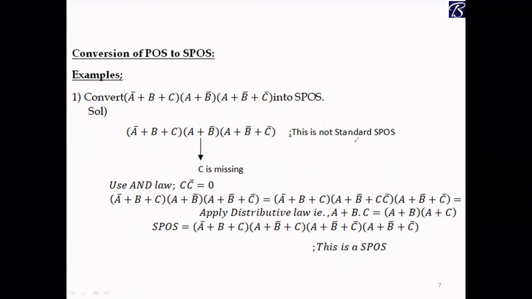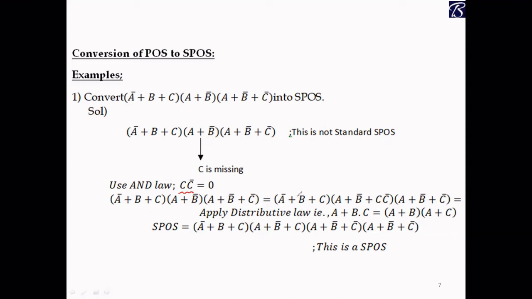Now let us consider a POS function is given. How to convert it into standard POS? Observe here, an expression is given in product of sums POS form, where in this sum term C is missing. So as a first method, when C is missing here, then we need to take C bar equal to 0. And we know that C bar equal to 0. That's why we can add this C bar to this term. Because here C is missing, take C bar.